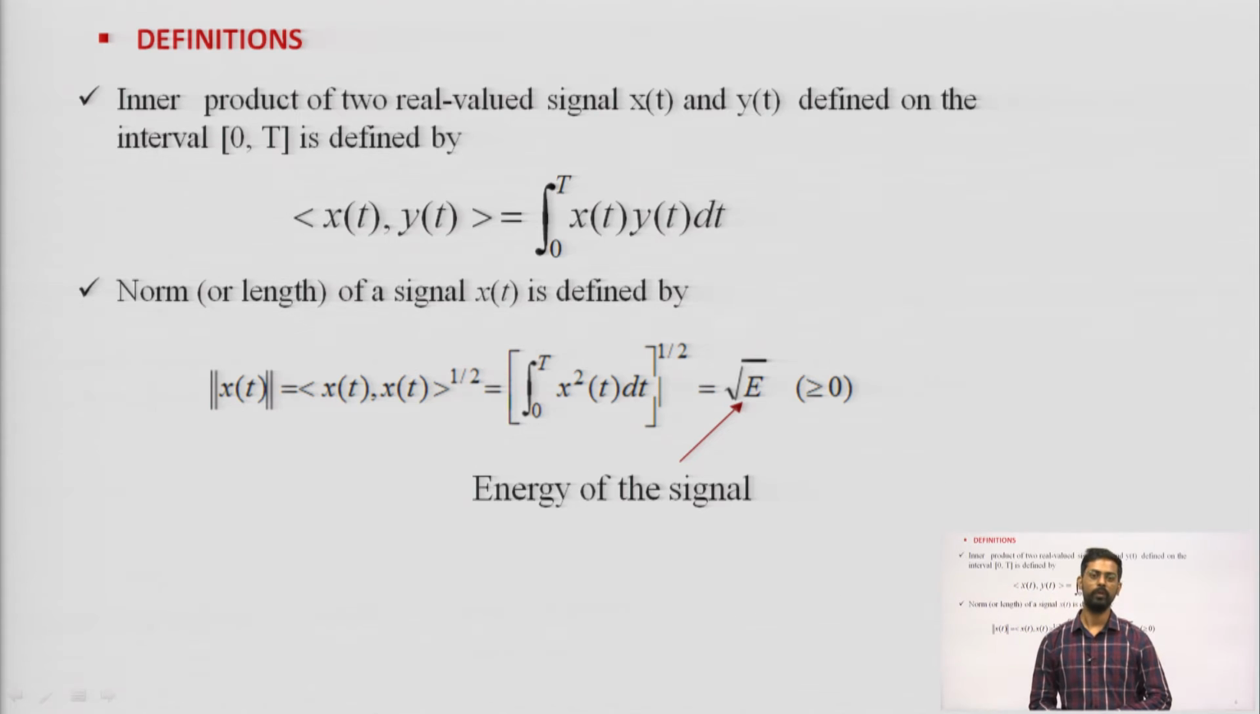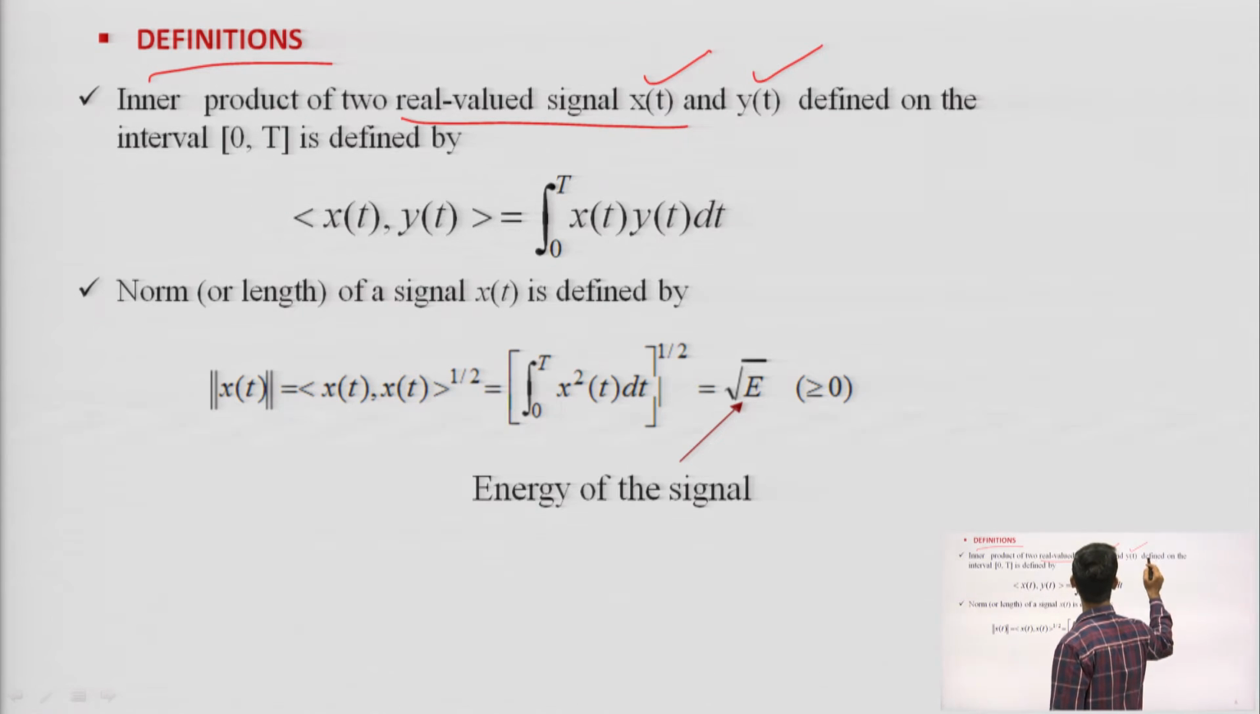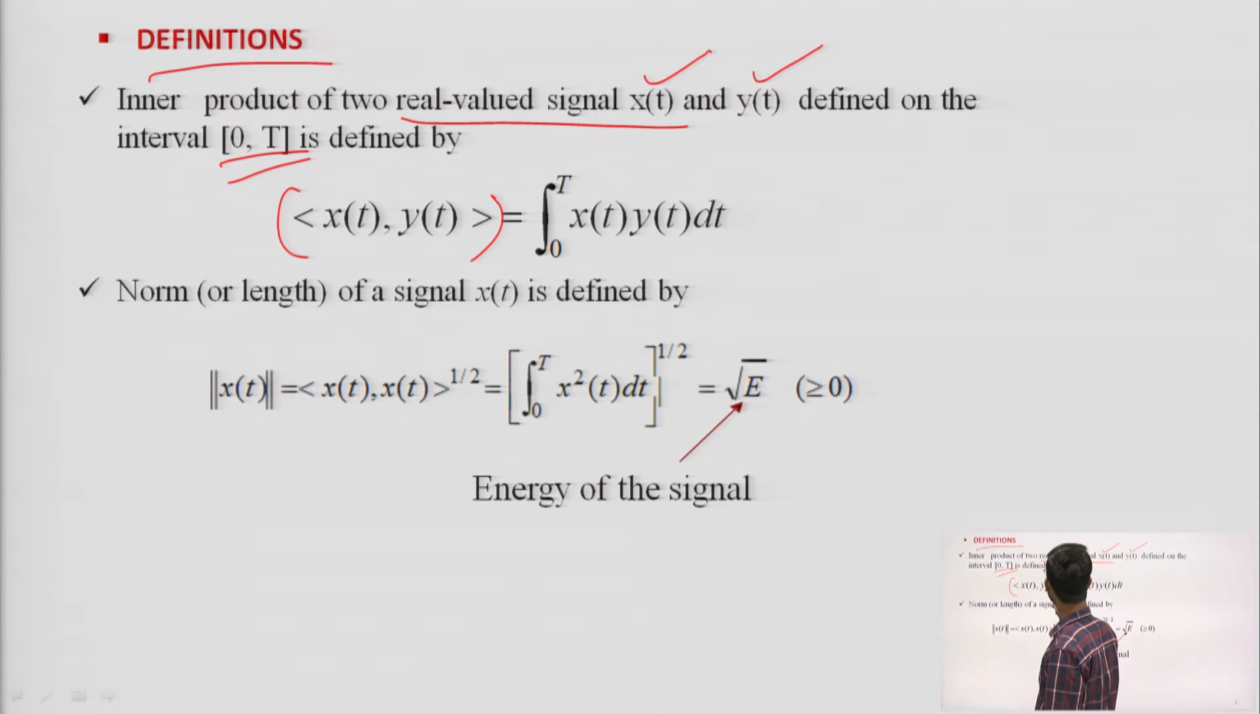Now, before proceeding to the Gram-Schmidt orthonormalization process, we have to know what is orthogonal and orthonormal. This is the vector aspect you already know in mathematics also. Okay. So, we have to know some definitions. The inner product of two real valued signals x of t and y of t defined on the interval 0 to T is defined by the integration of x of t multiplied by y of t dt in the time interval 0 to T.